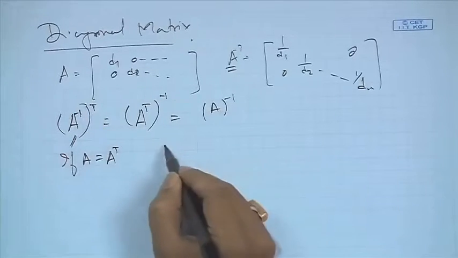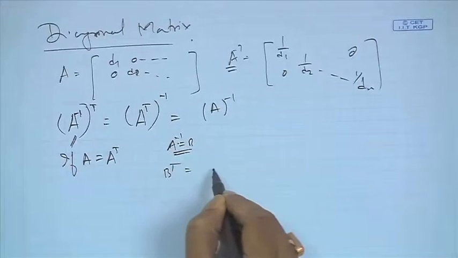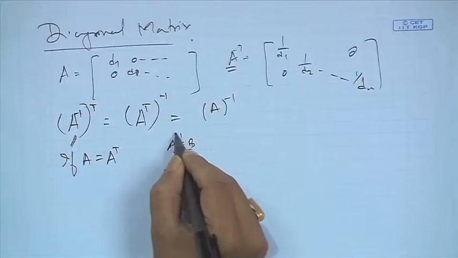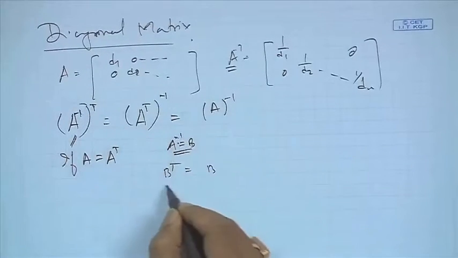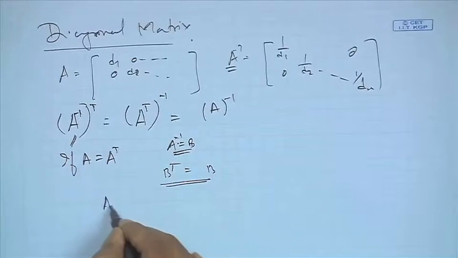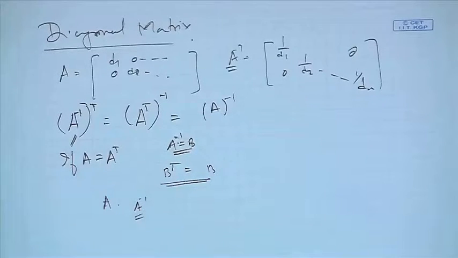Let's say A inverse is equal to B. So what we have is B transpose is equal to B, right? So I've taken A inverse as B. This is B. B transpose is equal to B. So that means if A is a symmetric matrix, the inverse is also symmetric. So that is also very useful. Whenever we have a symmetric matrix, it is very useful.